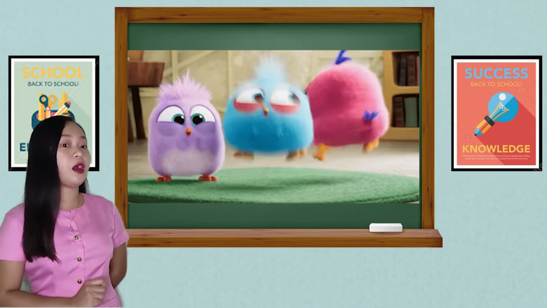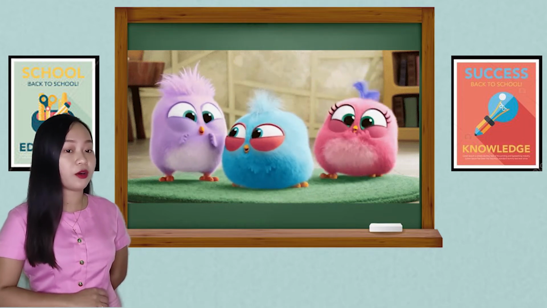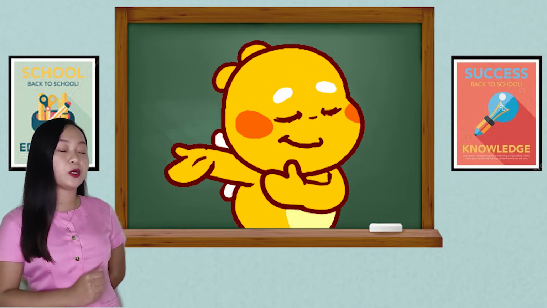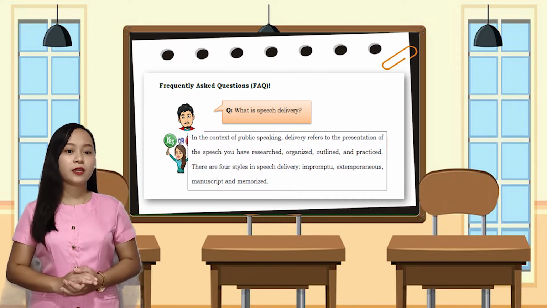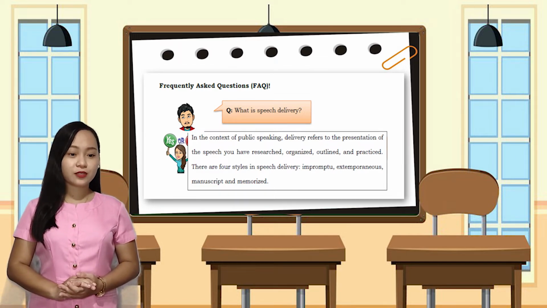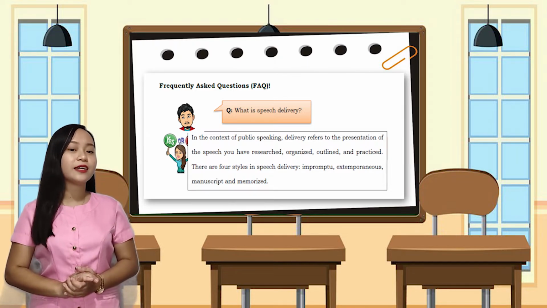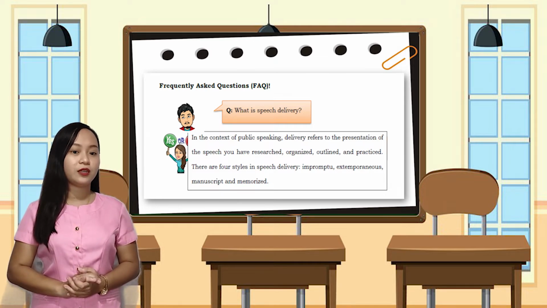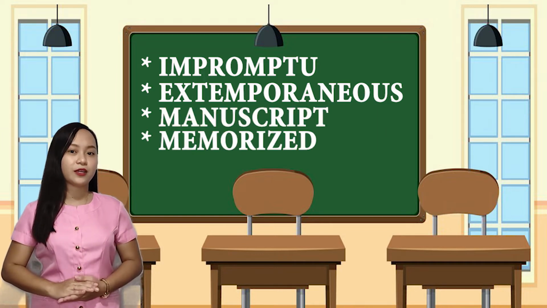To help you become a public speaker and overcome situations like the ones above, here are frequently asked questions and answers about public speaking. What is speech delivery? In the context of public speaking, delivery refers to the presentation of the speech you have researched, organized, outlined, and practiced. There are 4 styles in speech delivery: impromptu, extemporaneous, manuscript, and memorized.